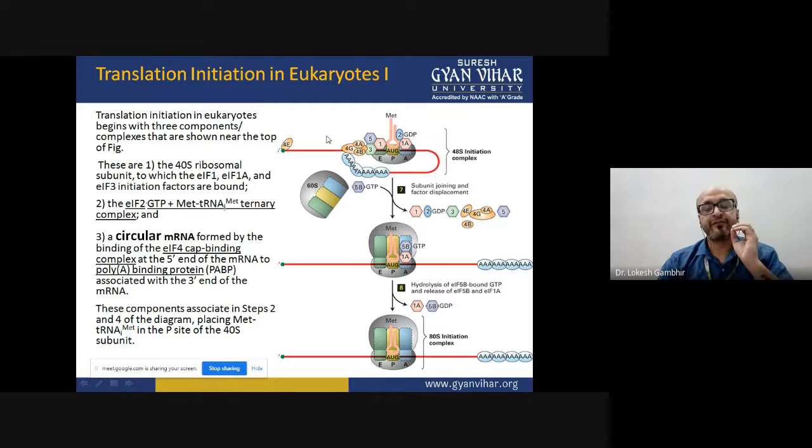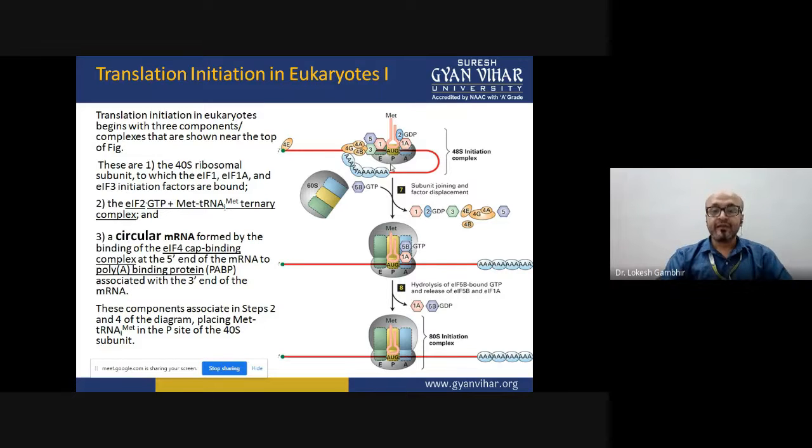Now this complete unit, where the mRNA along with the initiation factor 4A family has bound to this particular pre-initiation complex, raises the sedimentation rate, or the Svedberg unit, from 43S to 48S, and this is called the 48S initiation complex. Till now we have not reached the stage of 80S. We have reached the stage of 48S.